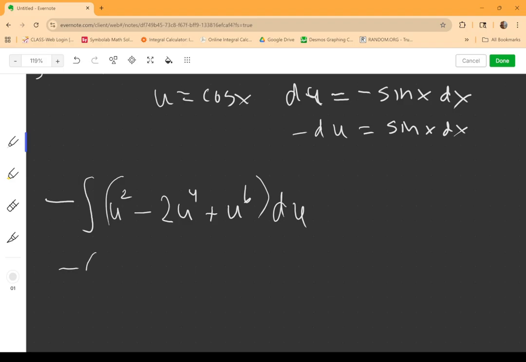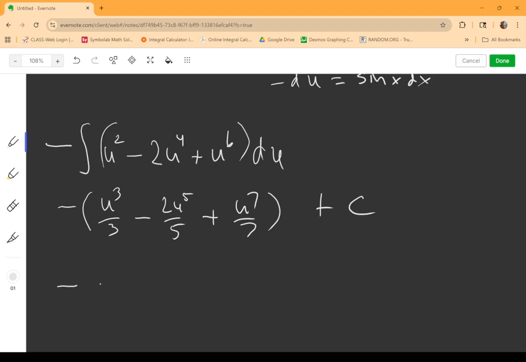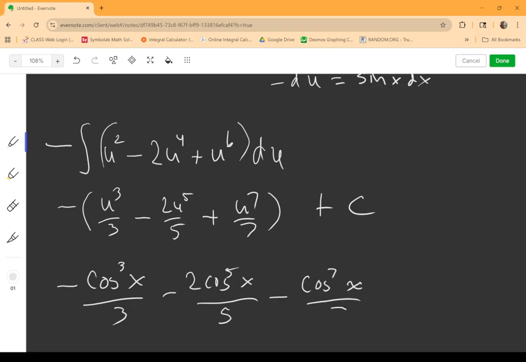Right, so this becomes negative u cubed over 3 minus 2u to the 5th over 5 plus u to the 7 over 7 plus c. As always, we're going to substitute back in there. I'll distribute the negative as well. Negative cosine cubed x over 3, right, minus 2 cosine to the 5th of x over 5, then minus cosine to the 7th x over 7, and as always, plus c.